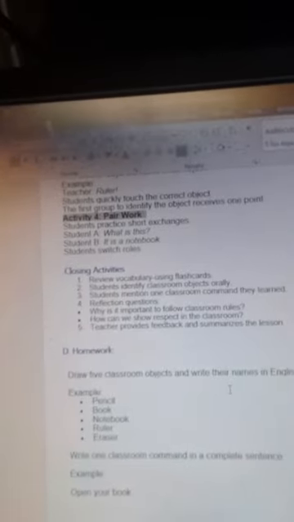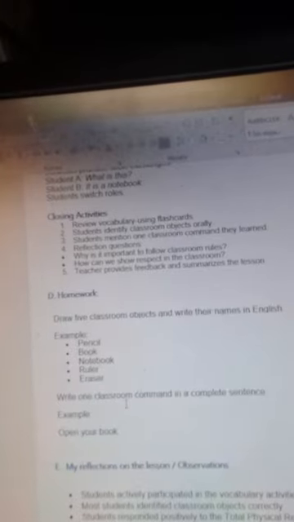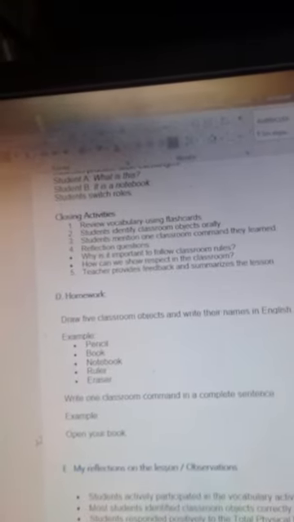And the homework. Draw 5 classroom objects and write their names in English. Example, pencil, book, notebook, ruler, eraser. And write one classroom command in a complete sentence.